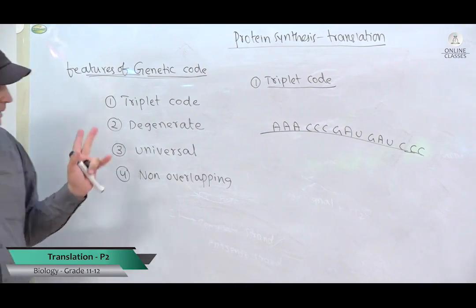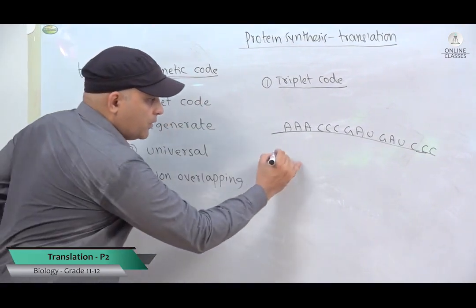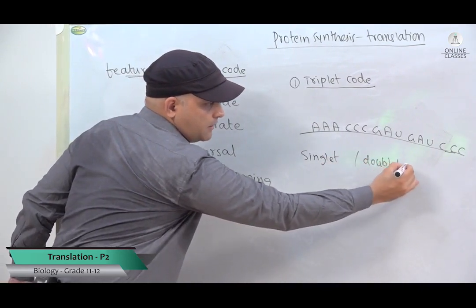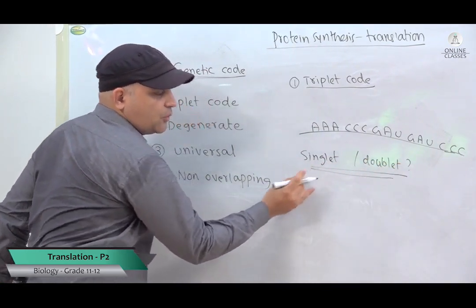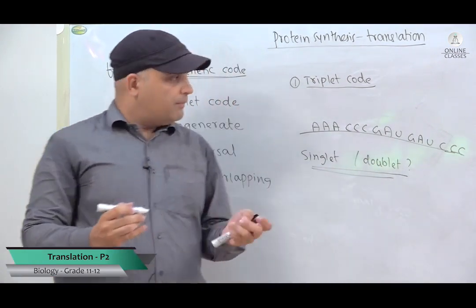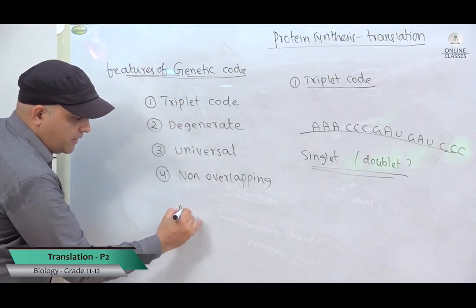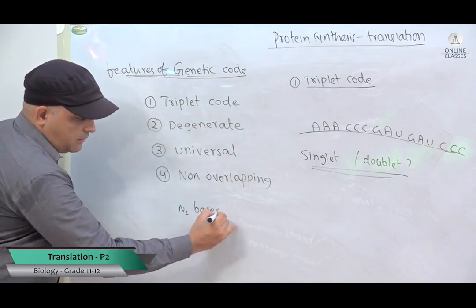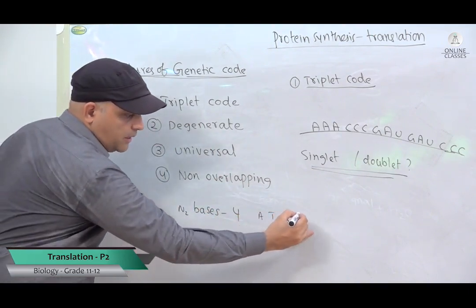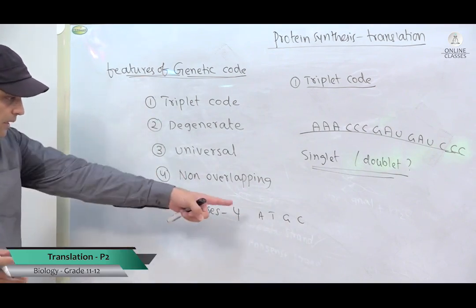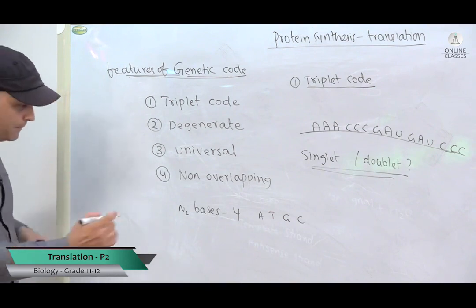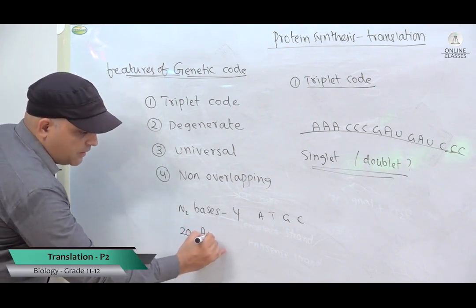Before I go to the example, let me tell you, if the code were singlet or a doublet, what would be the drawbacks of such a code? Why is our code not a singlet code, or why is it not a doublet code? Remember one thing, the nitrogen bases that we had in the DNA were only 4, that is adenine, thymine, guanine, and cytosine, the nucleotides containing the nitrogenous bases. But we already learned how many types of amino acids there are. We have 20 different amino acids.